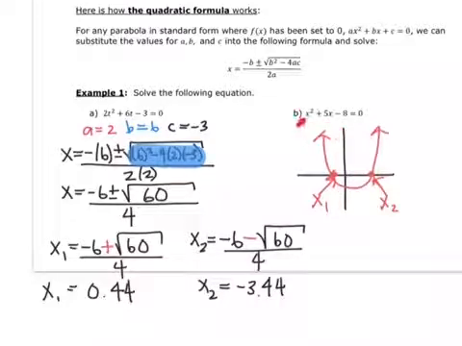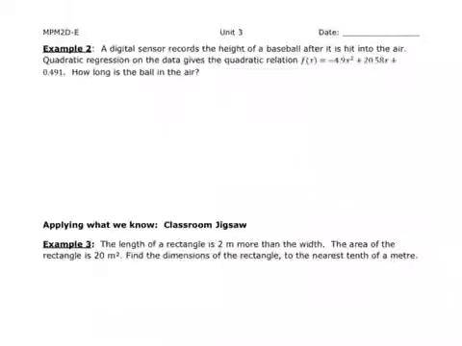So we did the next question together as well. If you haven't done it, try it on your own and check your answers against somebody else. The next question says that a digital sensor is recording the height of a baseball after it's hit into the air. Quadratic regression on the data gives the quadratic relation, blah, blah, blah. How long is the ball in the air?